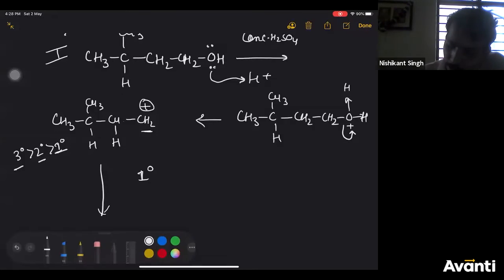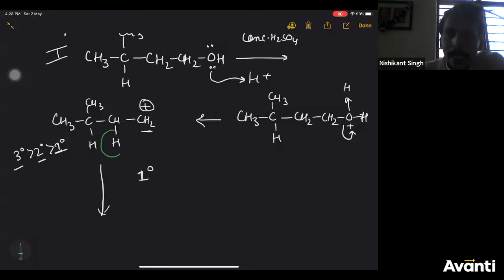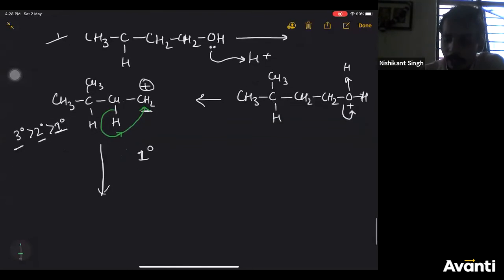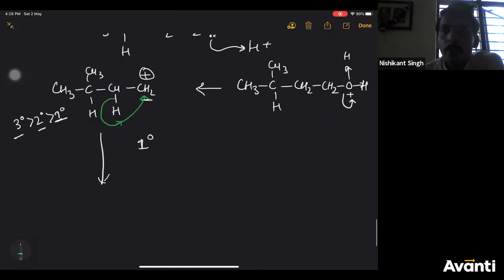So all of you please pay attention. This is really critical. So what will happen? This CH bond will break like this. So that H will get what charge? H will get negative charge. Negatively charged H will migrate and bond to positively charged CH2.